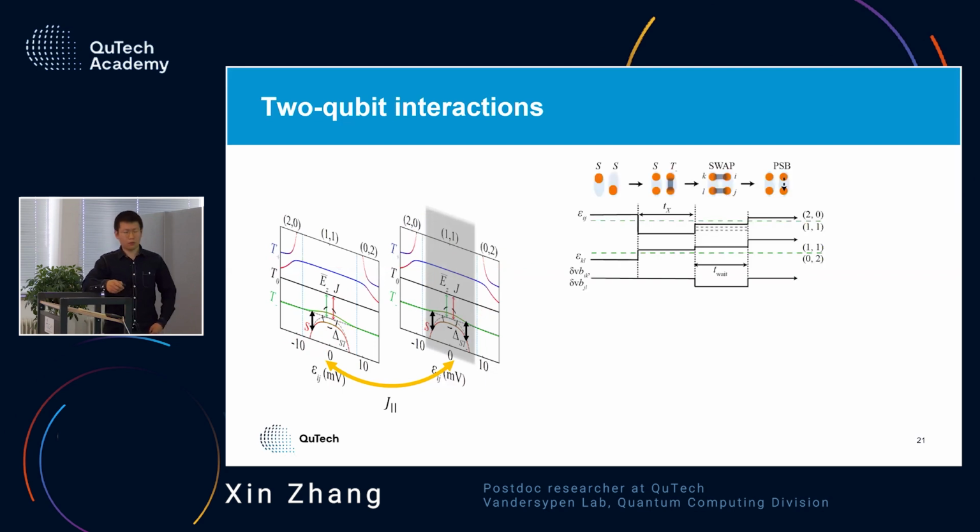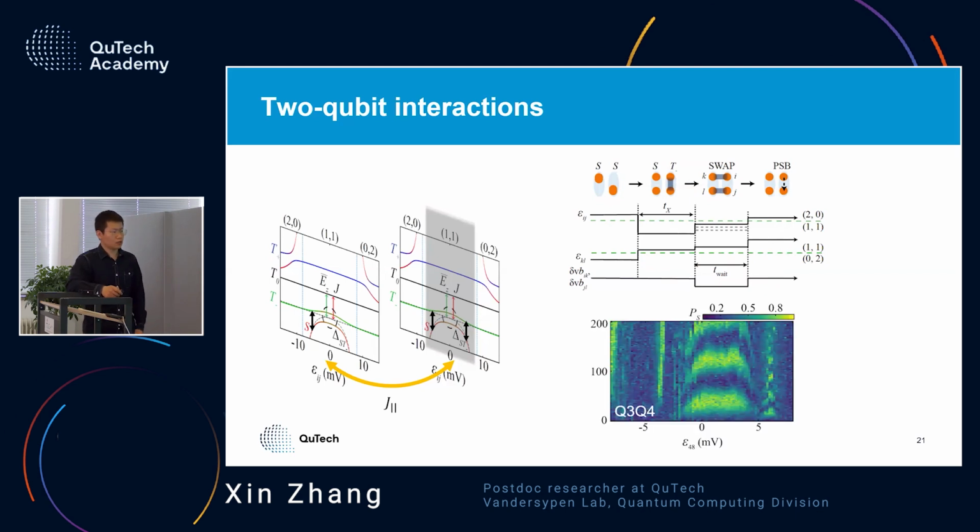And this is the process we used in the experiment. We first initialize both qubits into singlet, then rotate one of them into a triplet, and then we put them into this setup to find the position of the swap by scanning the detuning and the waiting time here. Then we go to Pauli spin blockade to read out the qubit state. This is an example of the swap result that we scan.